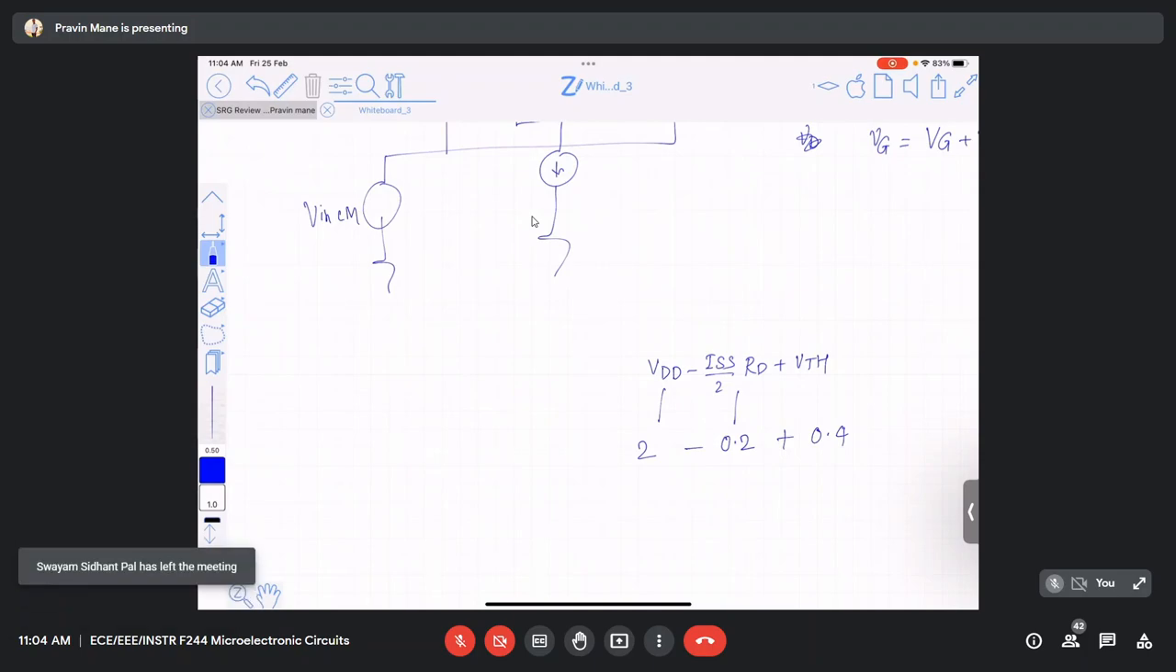2.2. Is it possible to have 2.2 volt in a circuit? No, because only 2 is available. Right. So I should write minimum of VDD and then VDD minus ISS by 2 into RD plus VTH, right? Yes, sir. Got it. Thank you.